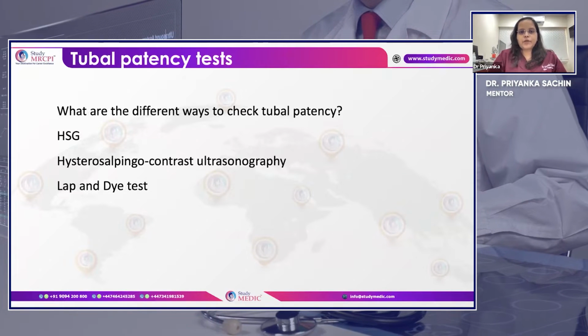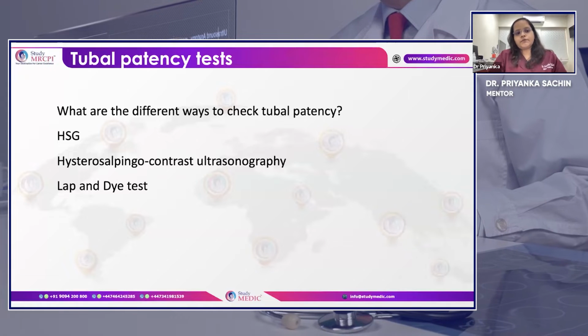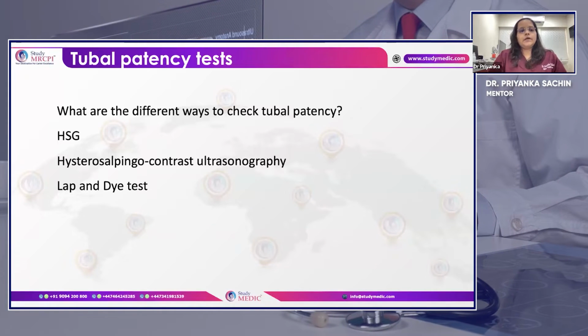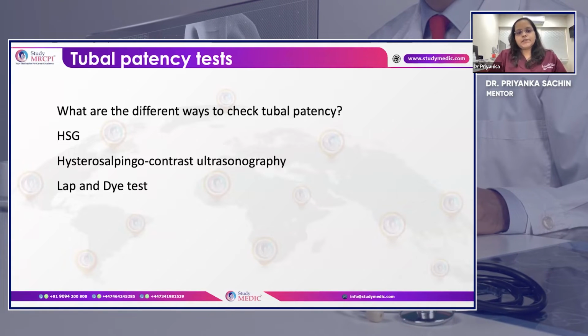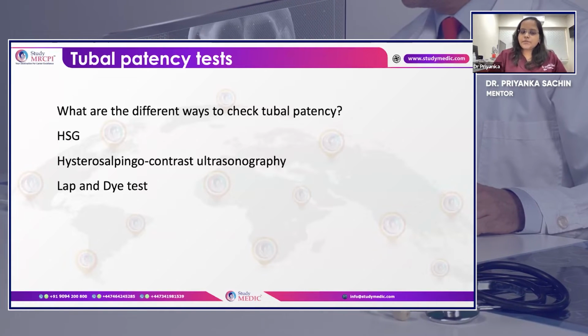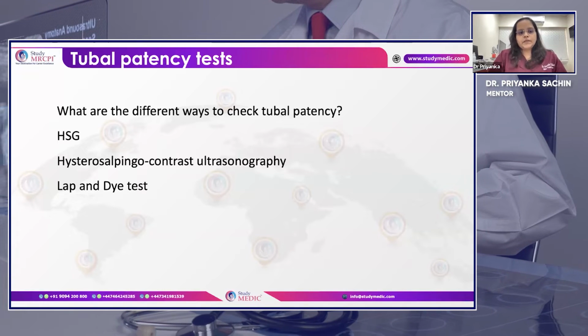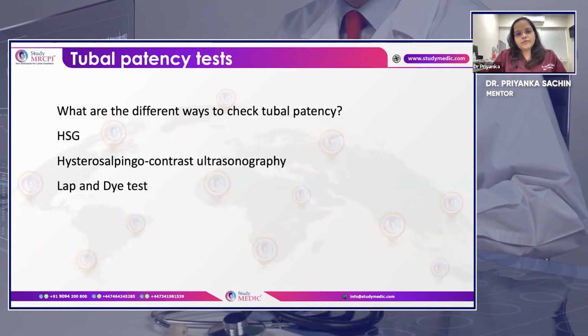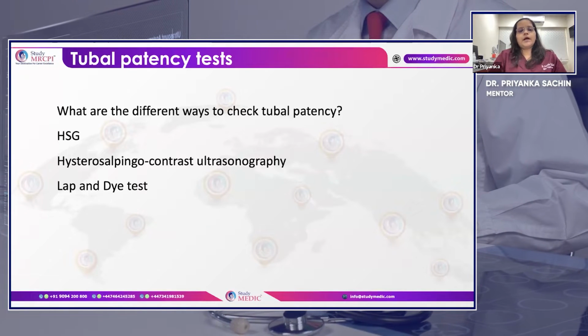As we know, HSG is usually done. What is the difference between an HSG and hysterosalpingo contrast ultrasonography? In HSG the contrast is used, but the main imaging is by X-ray. In hysterosalpingo contrast ultrasonography, again the contrast is used, but the imaging is done by ultrasound.